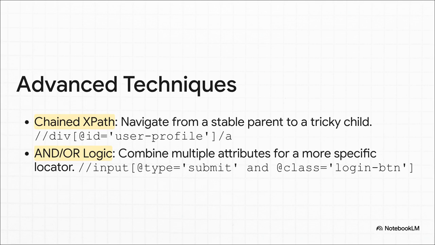And you can level up even more. Let's say a link has no unique attributes, but it's inside a user profile box that does have a stable ID. Well, you can just chain the XPath. Find the stable parent first, then navigate down to the child inside it. You can even use AND or OR logic to say, I need an input that is both a submit button and has this specific class name. It makes your locator ultra-specific and rock solid.